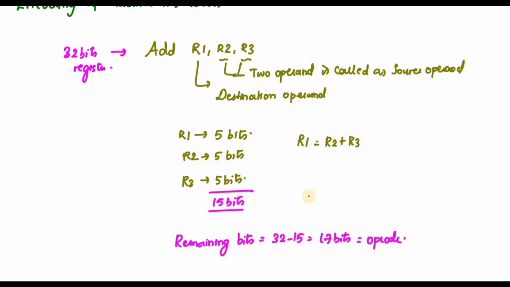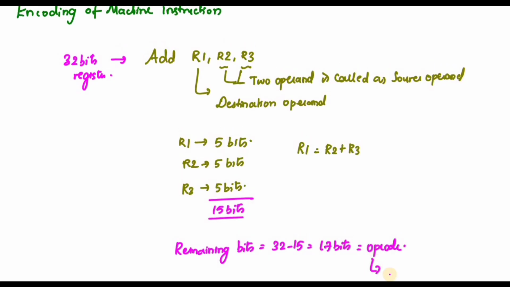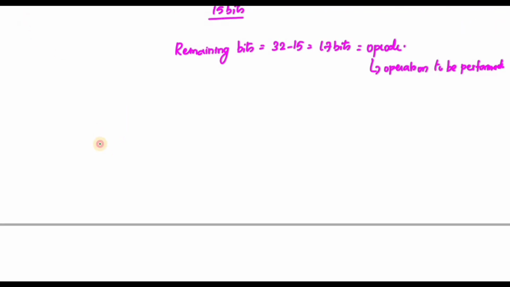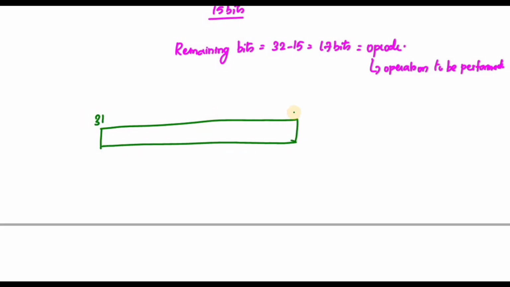So the opcode will indicate what operation is to be performed. Okay. So how will this instruction look? The instruction will look like this. If it is a 32-bit register, it ranges from 0 to 31. So 0 to 16 bits is for the opcode, right?